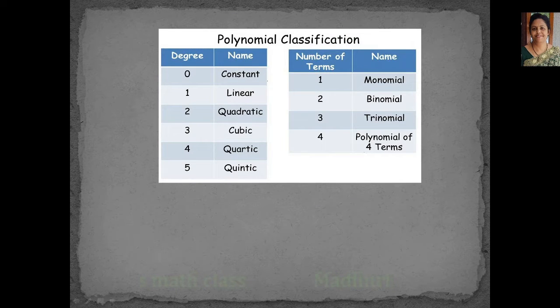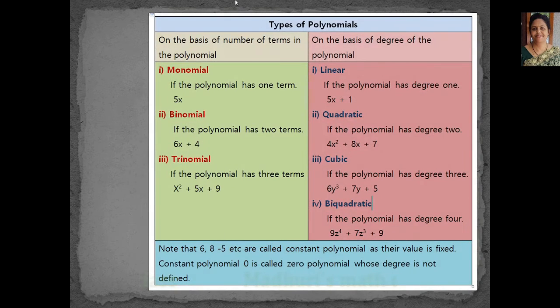Next, polynomial classification. Types of polynomial on the basis of number of terms in the polynomial and on the basis of degree of the polynomial. On the basis of number of terms: if the polynomial has one term, it is called a monomial. Here, example 5x, only one term. If the polynomial has two terms, it is a binomial, 6x plus 4, two terms.